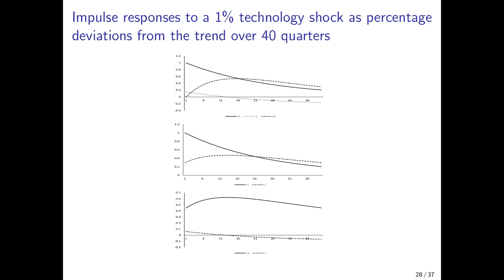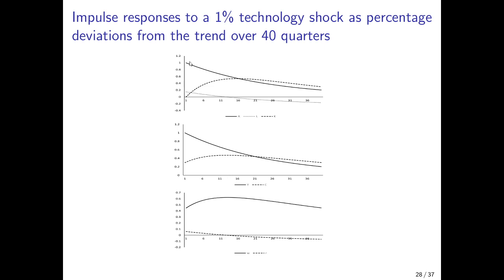Now, in this picture, we see for a canonical model the impulse responses to a 1% technology shock as deviations from the trend over the following 40 quarters. What I've done here is to simulate a positive technology shock of 1%. And this technology shock basically slowly dies out. So we have this impact effect, which is a 1% deviation, and then the economy converges back to the long-run balanced growth path, where this deviation becomes smaller and smaller, but it's autocorrelated, and therefore the process dies out slowly.